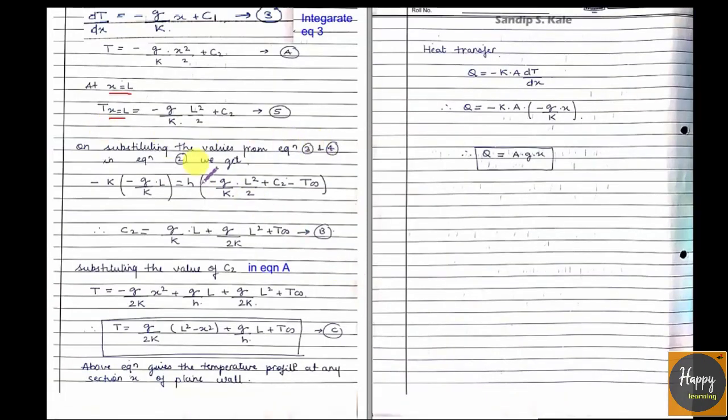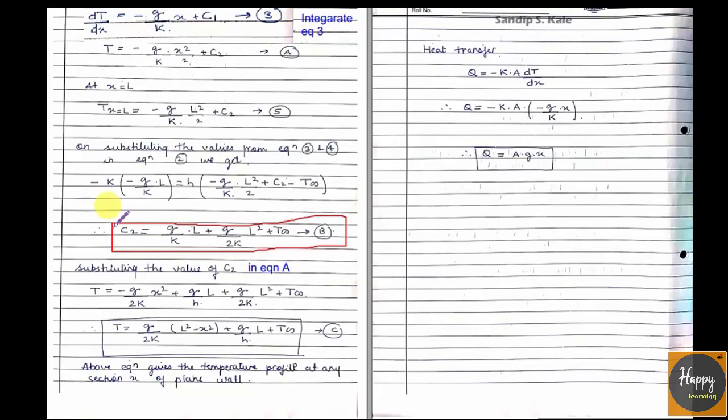So now minus k in bracket, I have written the equation for dT by dx, the value of this is equal to h into T at x is equal to L minus T infinity. So T at x is equal to L is this value. So I have written this value over here. Now you do a simple mathematical arrangement and you get the value of C2. In this way you get this value of C2. So you can then name this as equation number 2. Right? So we have found out the value of C1. Next we have found out the value of C2.